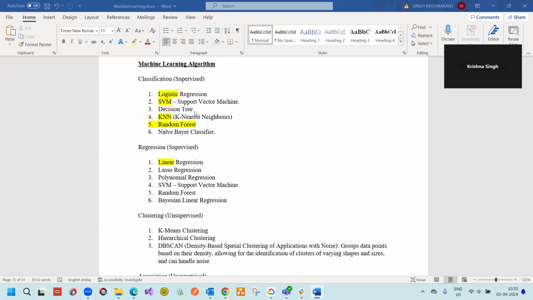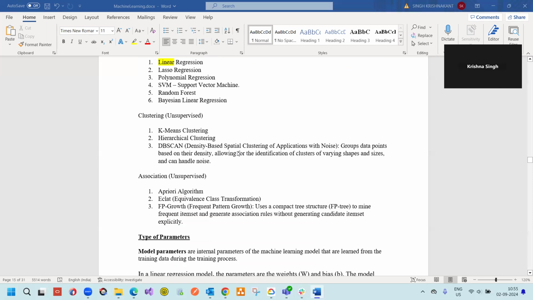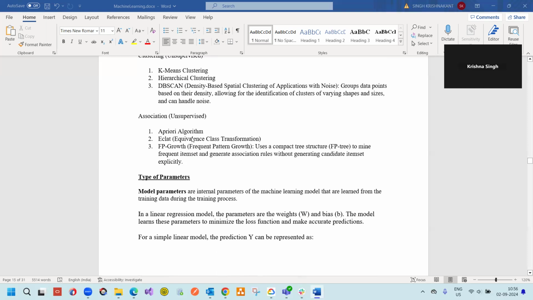Decision tree, I'm not going to talk about because it's all about one tree, and here you can have a set of trees. So this is widely used, not that one. So we will be talking about random forest. For clustering, we are going to talk about k-means clustering, hierarchical clustering, DBSCAN. I will be explaining k-means clustering. For association, Apriori algorithm and FP-growth.